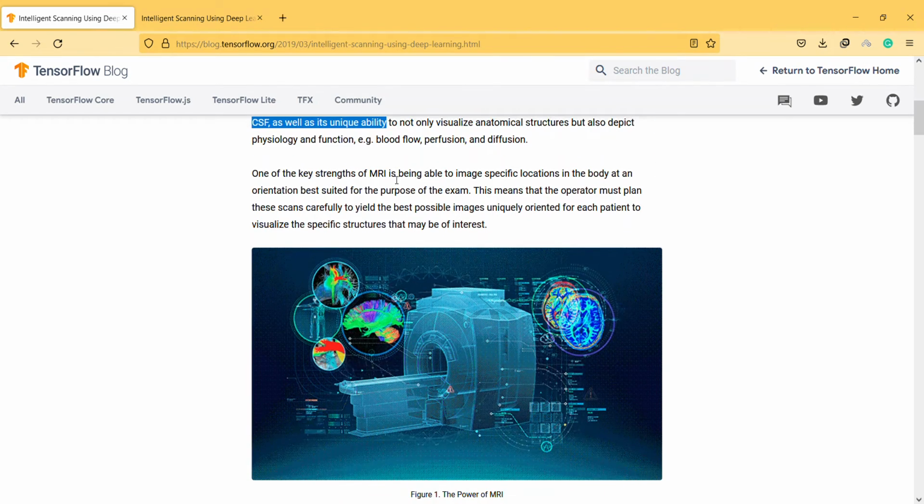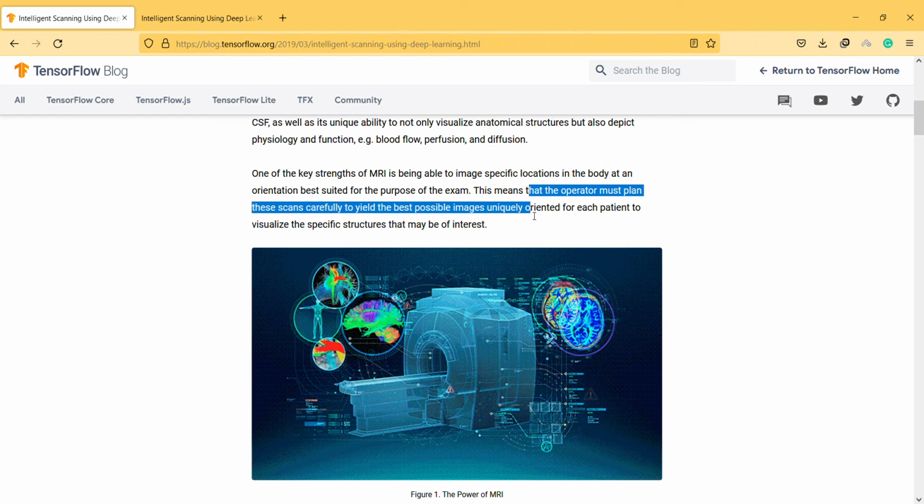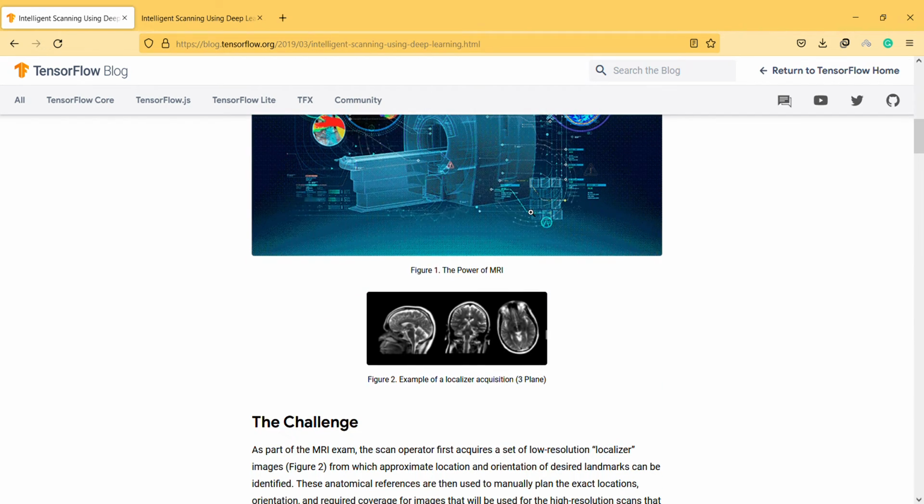One of the key strengths of MRI is being able to image specific locations in the body at an orientation best suited for the purpose of the exam. So it means the operator must plan these scans carefully to yield the best possible images, uniquely oriented for each patient to visualize the specific structures.